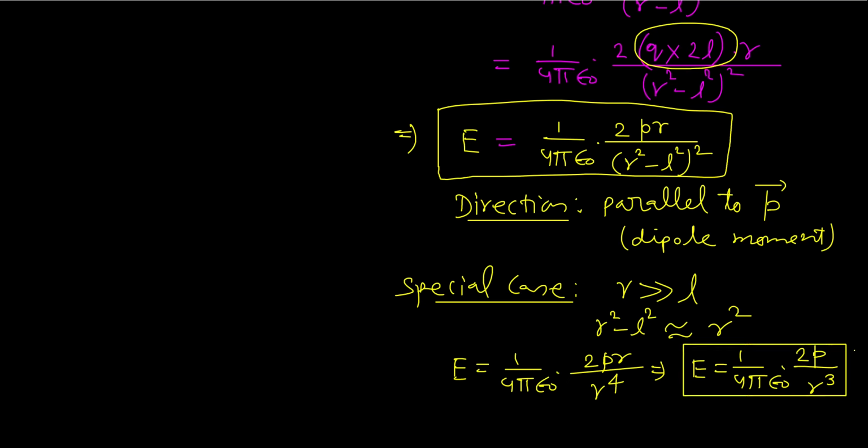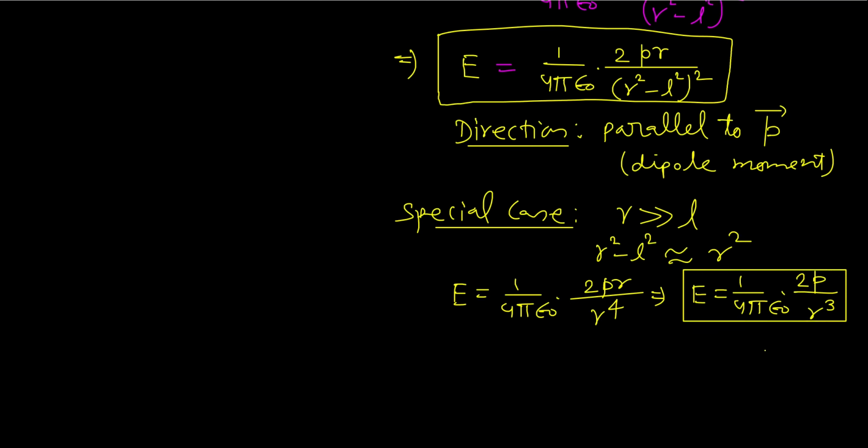So this is a very important result. You should remember electric field due to electric dipole. For far away points, the electric field is inversely proportional to distance cube, r cube, inversely proportional. So if you remember, electric field due to point charge is inversely proportional to r square, but for an electric dipole, it is inversely proportional to r cube. Okay, that's all for axial position.